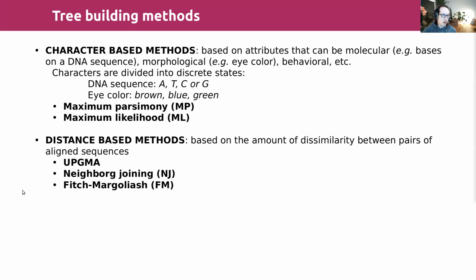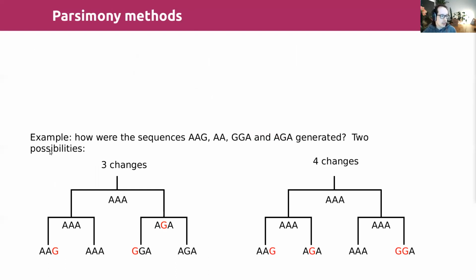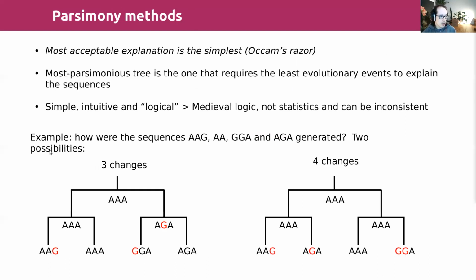And then there are a class of methods based on distance, and distance-based methods are based on the similarity or dissimilarity between pairs of aligned sequences, nucleic acid or protein sequences. And of these methods, there are three types, and in this video, we'll be going through just one of them, this UPGMA method. But first, we'll talk about the parsimony methods.